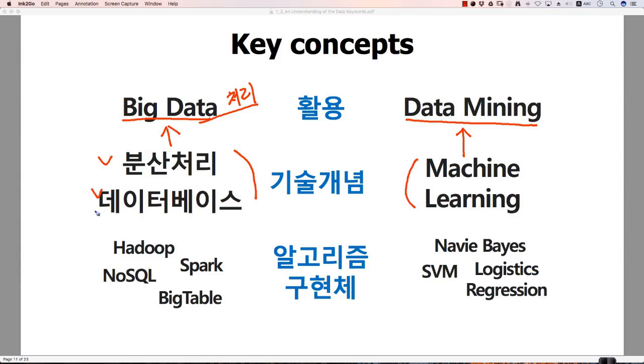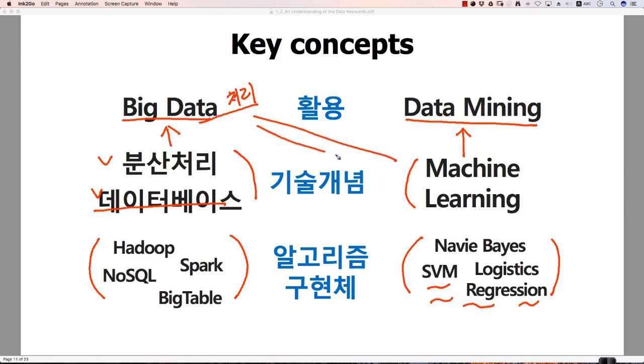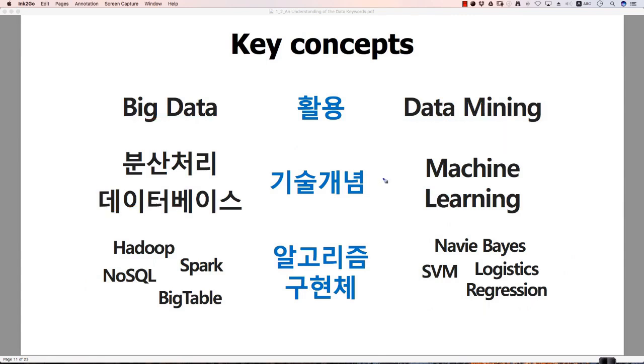And to implement this, various algorithms or implementations are needed, such as Hadoop, Spark, Bigtable, NoSQL, or in machine learning, libraries like Weka, support vector machines, logistic regression, and many more. I think there are a lot of these things out there. But in fact, since big data can encompass all of this, there might be arguments about whether it's right or wrong to separate them like this. But for now, these two should be distinguished. I think data engineering and data analysis should be distinguished.